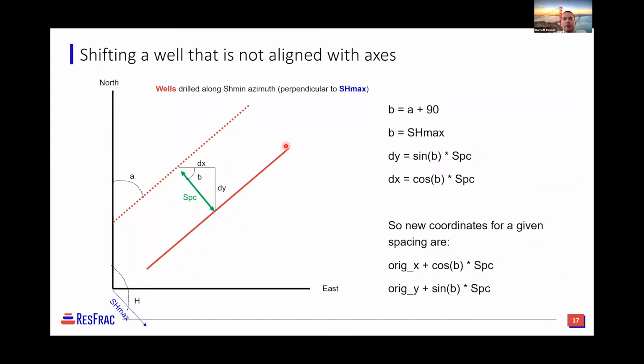And we can do so very easily. Again, B here is just SH max. So dy is going to be the sine of B times spacing, so this distance that you want to move the well. And equivalently, dx is going to be the cosine of that angle times the same spacing. And so your new coordinates just become the original coordinate plus that cosine times the spacing. So that's your new x coordinate and your new y coordinate, and you can very easily shift that well.